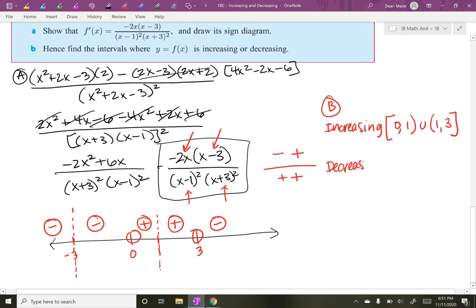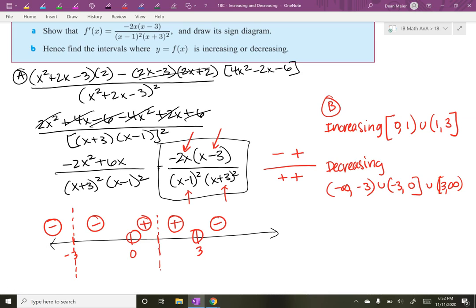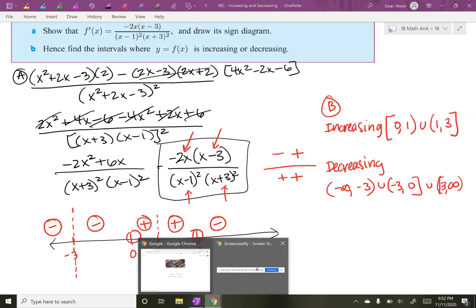And then what about decreasing? When is it decreasing? So again, remember, over a point's fine, but I can't do it over an asymptote. It is decreasing from negative infinity to -3, and then it's decreasing from -3 to 0, and then it's decreasing from 3 forever, so to infinity. And so there you have it. It is decreasing in that range and increasing in that range. And that's it. Stay happy. And I will see you next time.